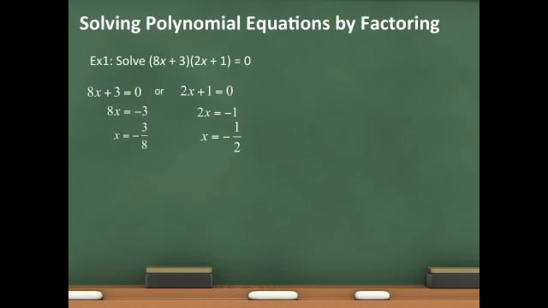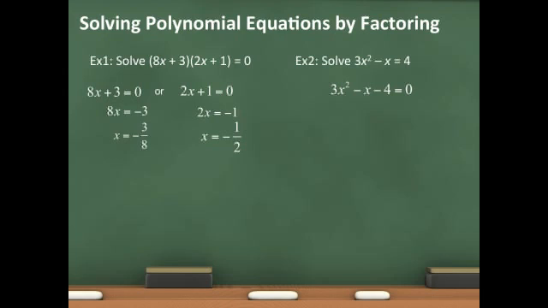Be sure to check your solutions by substituting them back in the original equation to see if you get a true statement. In example 2, we are given 3x squared minus x equals 4. In this case, the equation is not in standard form because it is equal to 4 instead of 0. So we will need to rewrite this equation. To do so, we subtract 4 from each side of the equation. This will give us 3x squared minus x minus 4 equals 0. Now the equation is in standard form because we have 0 on one side of the equation.